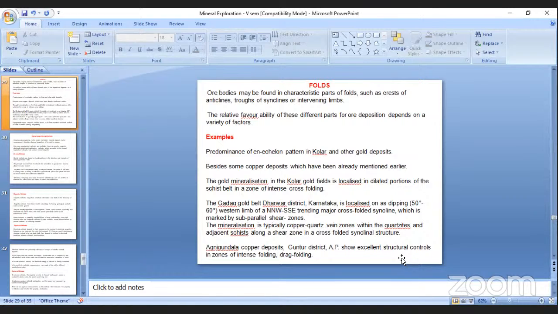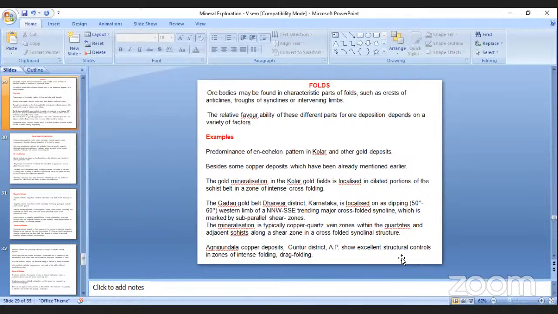The best examples, as mentioned earlier, are the Kolar gold fields in Karnataka, and again the Gadag gold belt in Dharwad district of the same Karnataka. It shows an angle of inclination of 50 to 60 degrees, and again the west limb, meaning the fold limb, tends in the direction showing a northwest and southeast trending major cross fold. We can identify it in a syncline.